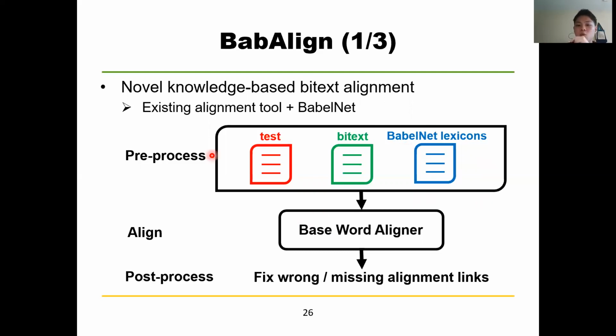So after we prepare the input data, we employ some existing alignment tool to run the word alignment to get the initial alignment links. After that, we can post-process such initial links using BabelNet to fix wrong and missing alignment links.